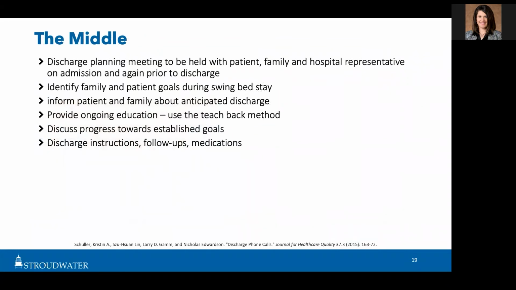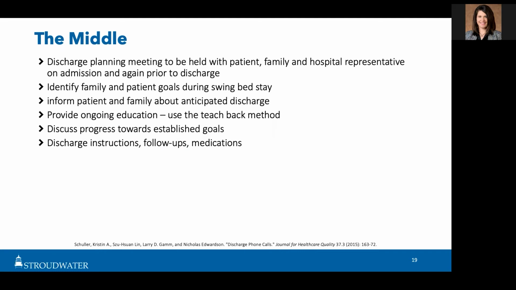So what's in the middle? Where we're going along, our patient is getting their rehab, we are updating our care plans, and the involvement of the family is key. So, establishing a discharge planning meeting, held on admission and prior to discharge, involving the family and the patient in goal setting, and then updating those goals and discussing progress toward those established goals needs to be occurring, as well as informing the patient and family about the anticipated discharge.